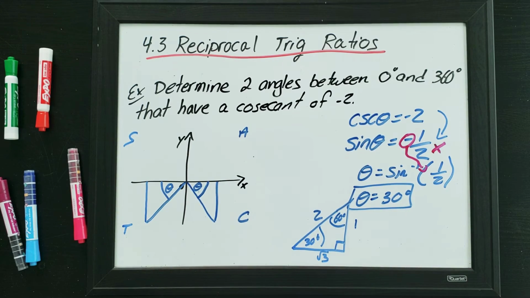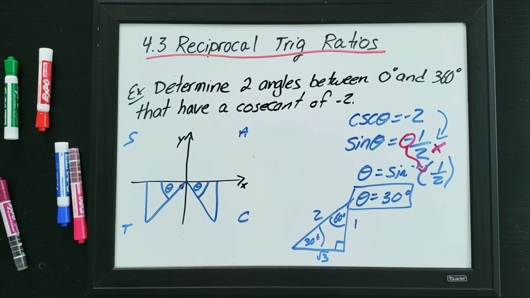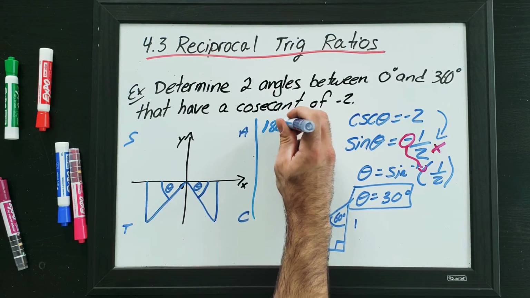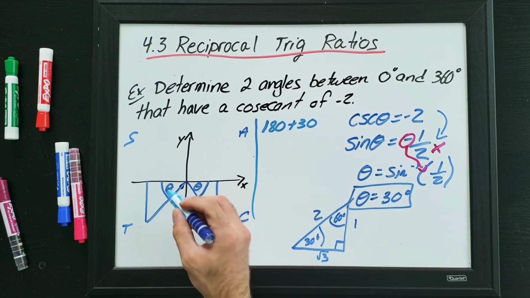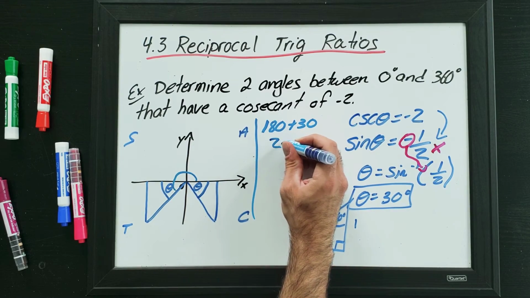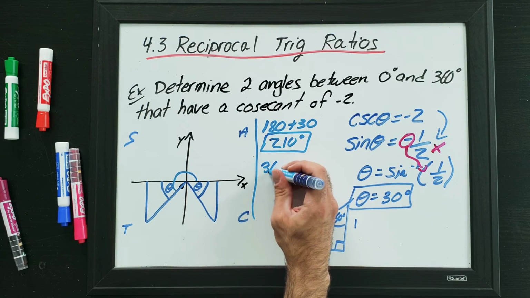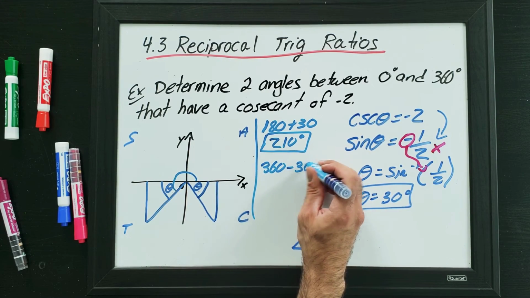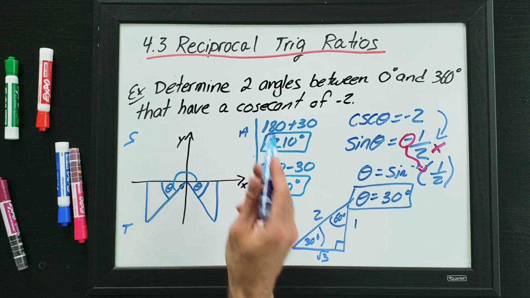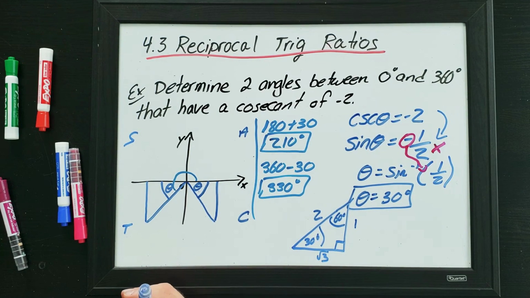Okay, so we figured out 30. These two angles down here are 30. What's that mean? It means I'm done. It means that my two angles are 180 plus 30 to get this angle, right? This is 180 plus 30. 210 degrees is one answer. And my next one is 360 minus 30. So 330 degrees is my second angle. So my two angles that are between 0 and 360 that have a cosine of -2 are 210 and 330.